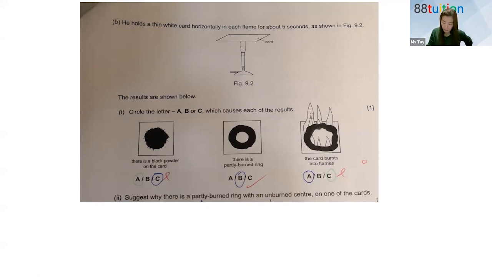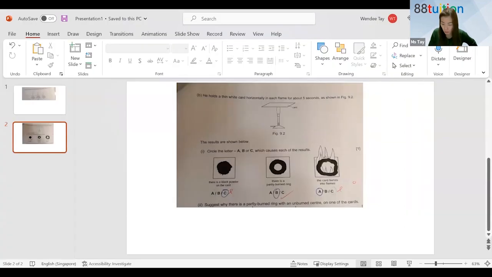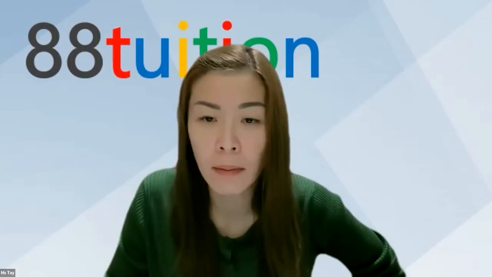Then this particular paper was placed over the Bunsen burner with the air hole totally open, it is extremely hot. So when it's extremely hot, it burns up. Any more question on this? Okay, I hope there's no more question on this part.